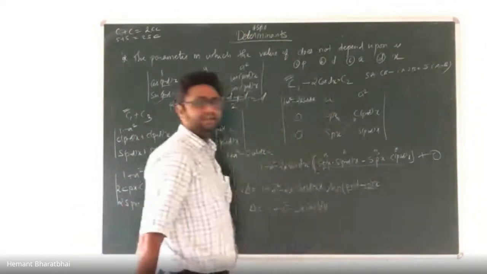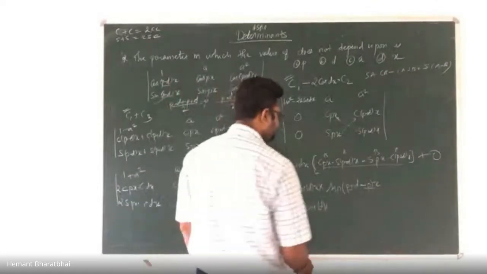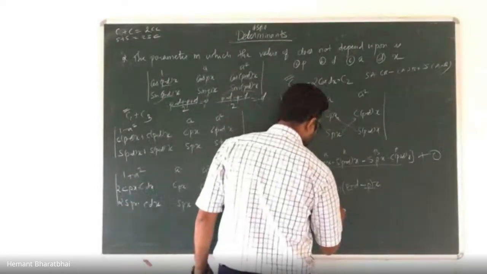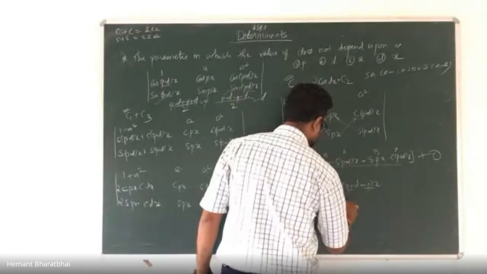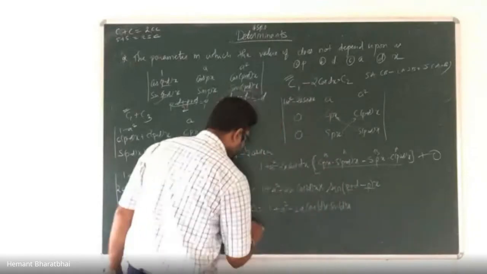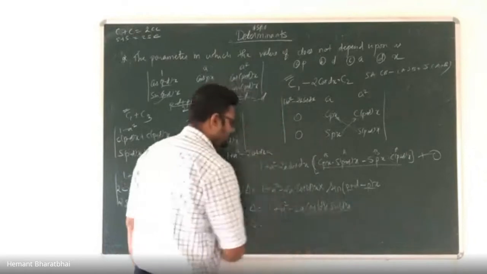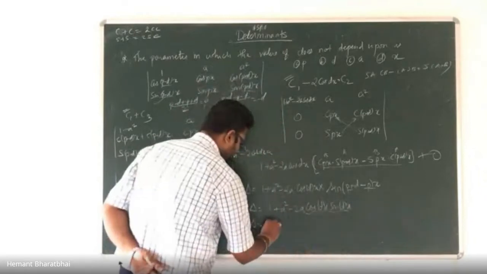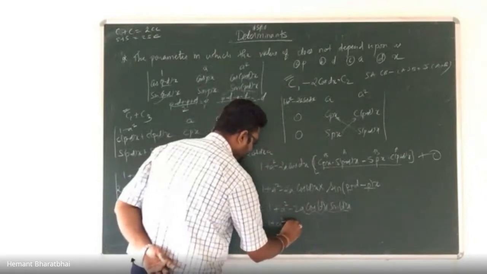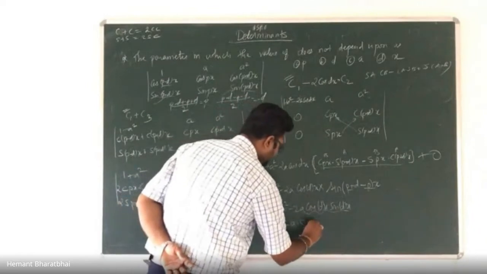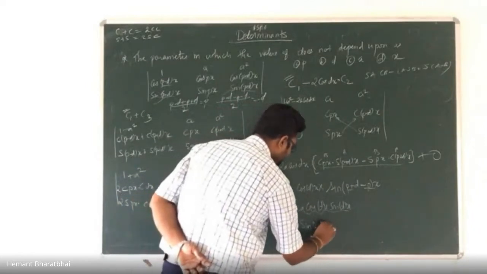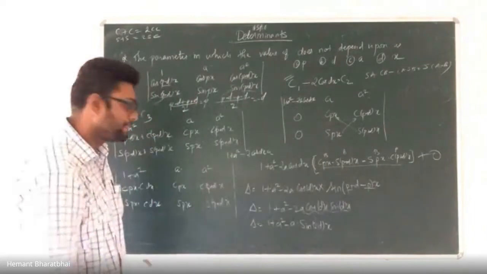I'm getting the determinant is equal to 1 plus a square minus 2a cos dx into, p minus p gets cancelled, so I get sin of dx. So I'll get the determinant is equal to 1 plus a square minus a into sin 2dx. Okay.